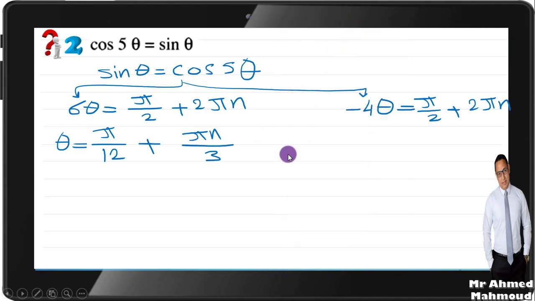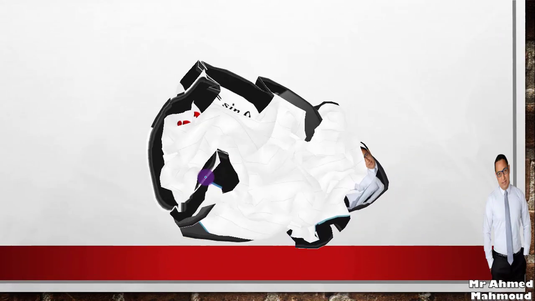Both are correct. Okay, the second one, here divided by negative 4: pi over 2 divided by negative 4 equals negative pi over 8. Theta equals negative pi over 8. And 2 pi n divided by negative 4 equals negative pi over 2 n. And those are the solutions. Okay, next one.